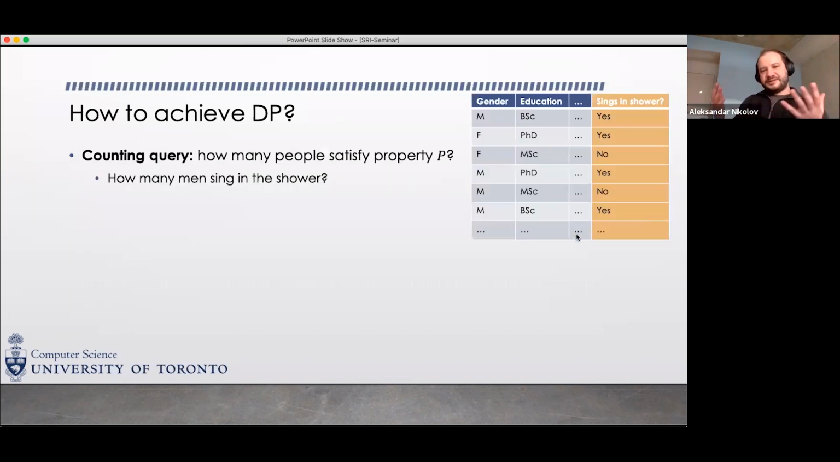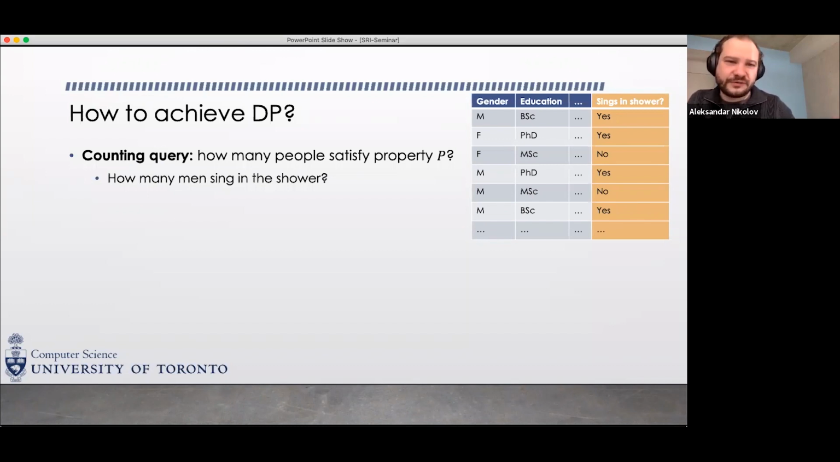Okay, so now for the last few minutes, let me talk a bit about how you achieve differential privacy. Somewhat basic methods, and I'll finish with some slightly more advanced methods. Okay, so Nikolov, a couple of weeks ago, talked about ways to achieve differential privacy for more complicated things like training a neural network model.